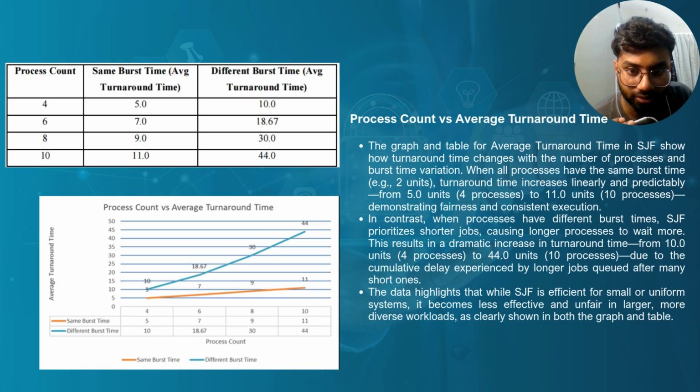The data highlights that while SJF is efficient for small or uniform systems, it becomes less effective and unfair in larger, more diverse workloads, as clearly shown in both the graph and table.